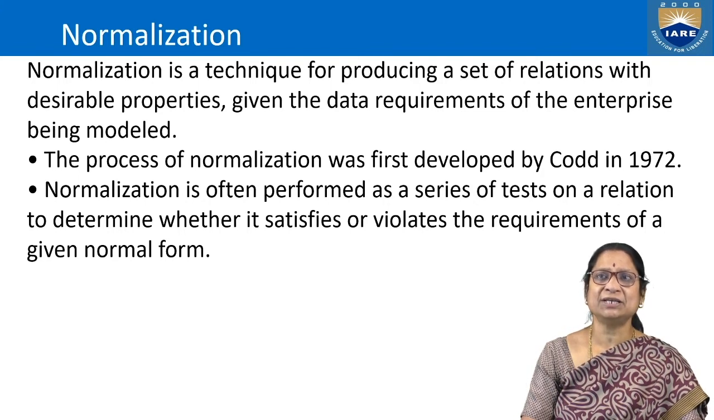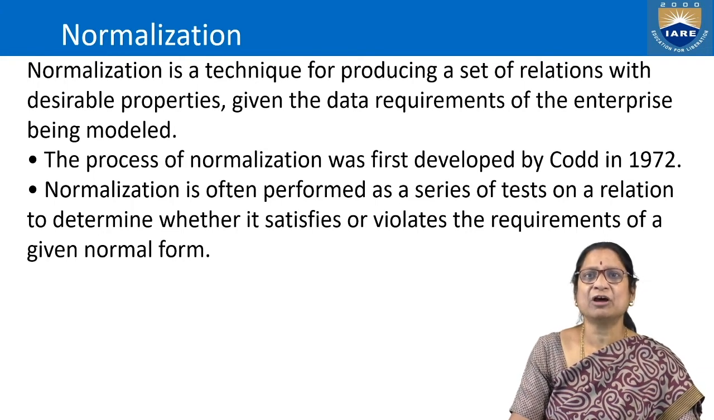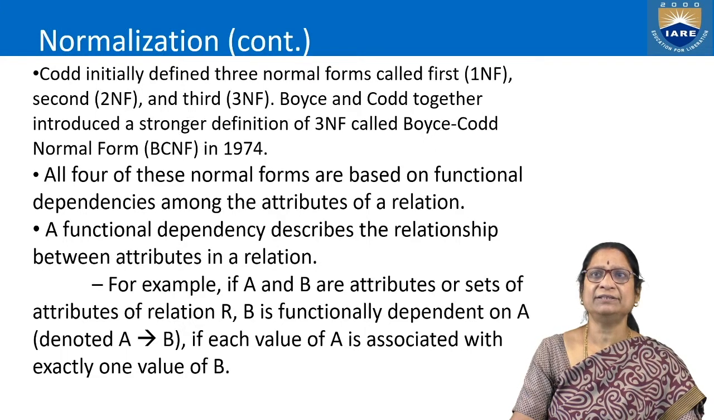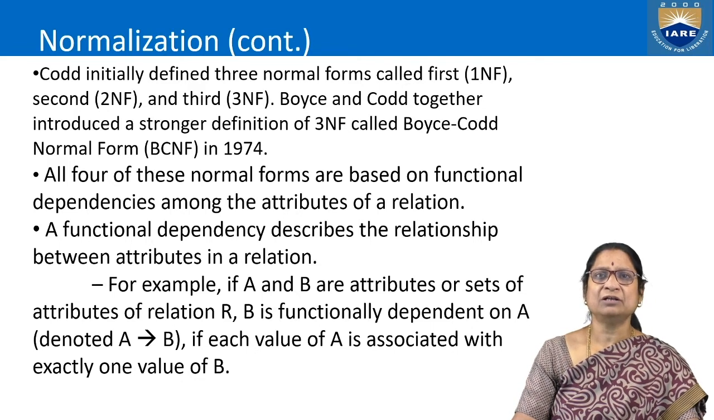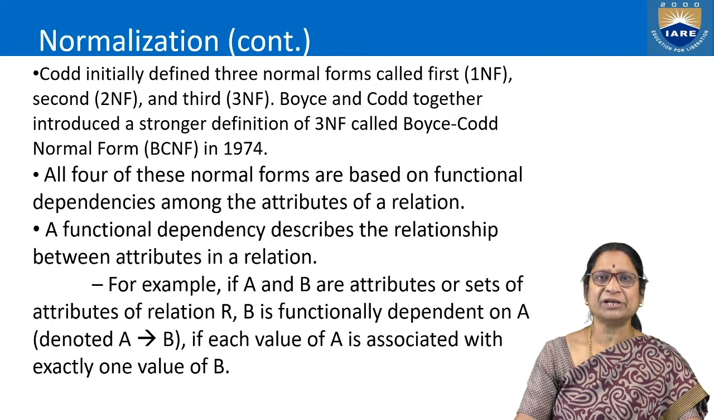Normalization was initially developed by Codd, who is considered the father of relational database management, in 1972. Normalization often performs a series of tests on a relation to determine whether it satisfies or violates the requirements of any specified normal form. Codd initially defined three normal forms: first normal form, second normal form and third normal form. Boyce and Codd together introduced a stronger definition of third normal form, which is called Boyce-Codd normal form, in 1974. All four of these normal forms, that is 1NF, 2NF, 3NF and BCNF, are based upon functional dependencies.